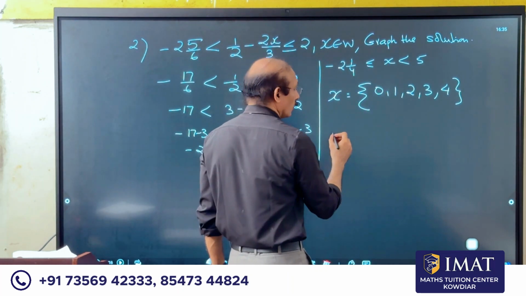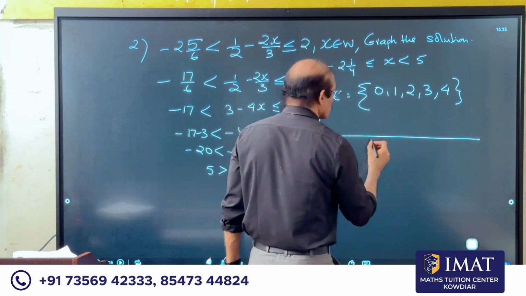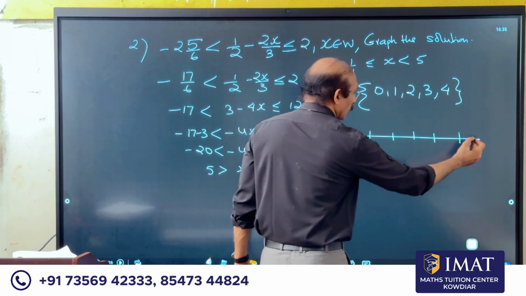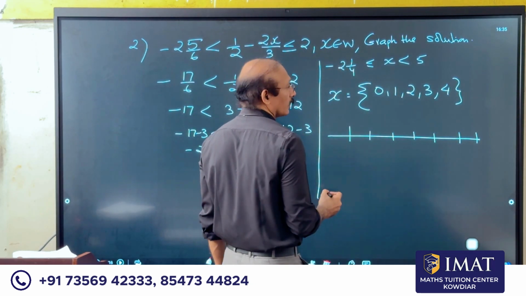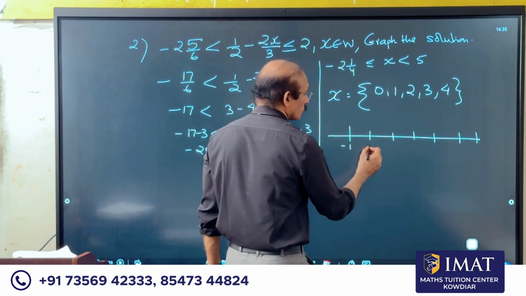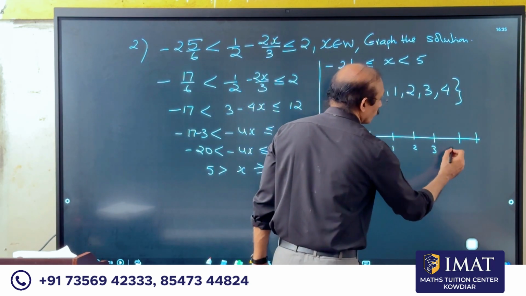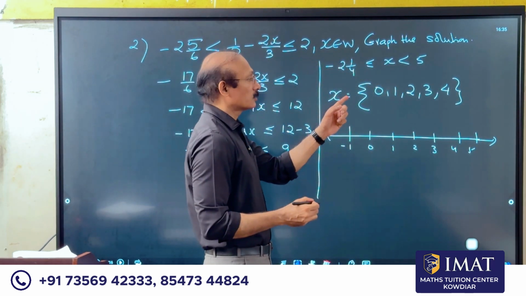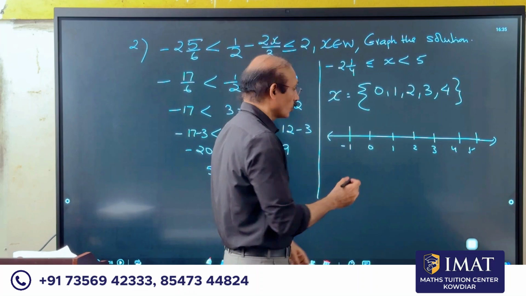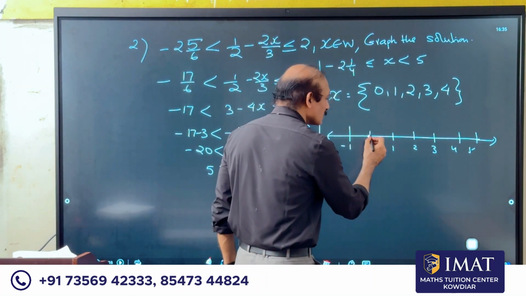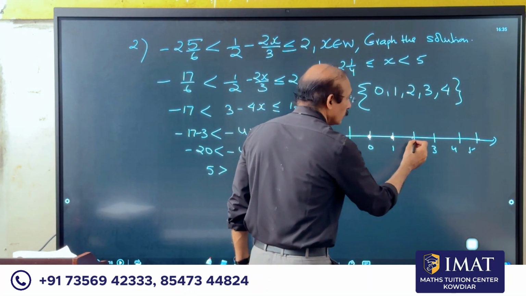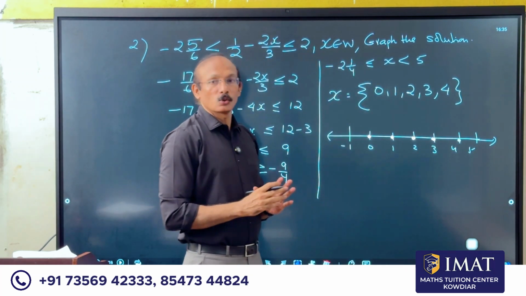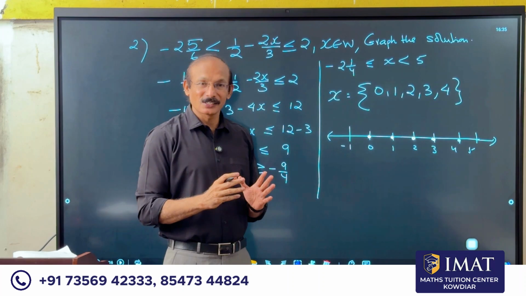Less than 5. Now plot this on the number line. So 0, 1, 2, 3, 4. I'll take one more value to the right of 4 and one more value to the left of 0. So this is minus 1, 0, 1, 2, 3, 4, 5. And now the solution. See, the solutions are 0, 1, 2, 3, 4. So you just darken these numbers: 0, 1, 2, 3 and 4. This is the solution of it. I hope this is clear.